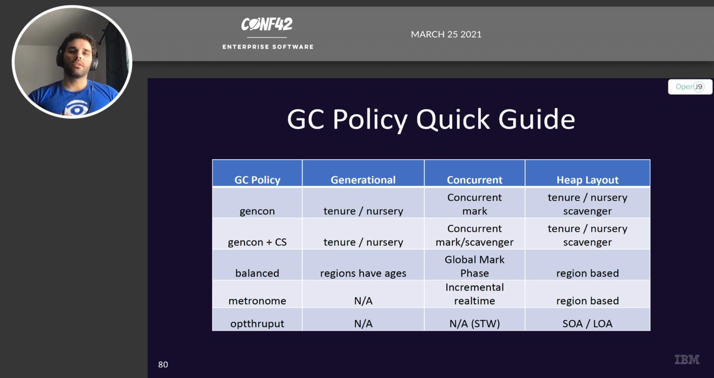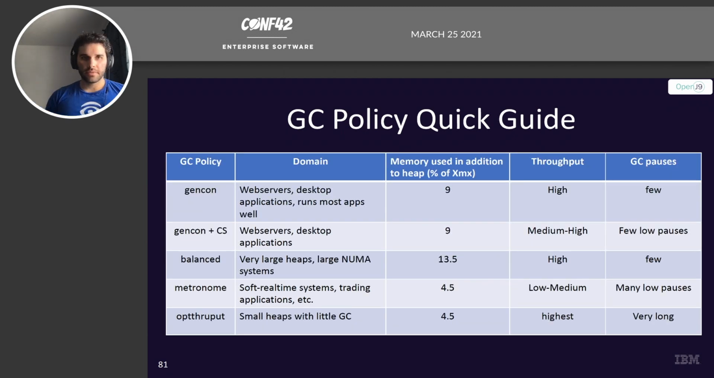These different policies have different heap layouts, right? GenCon CS has the new and old separation. Balanced and Metronome are region-based, and Opt Throughput has the small object area and large object area. This is another table that shows for which domain which policy is better. You shouldn't follow this to the letter, right? You should actually test the policy because, even though you might have a desktop application, depending on your workload another policy might work best.